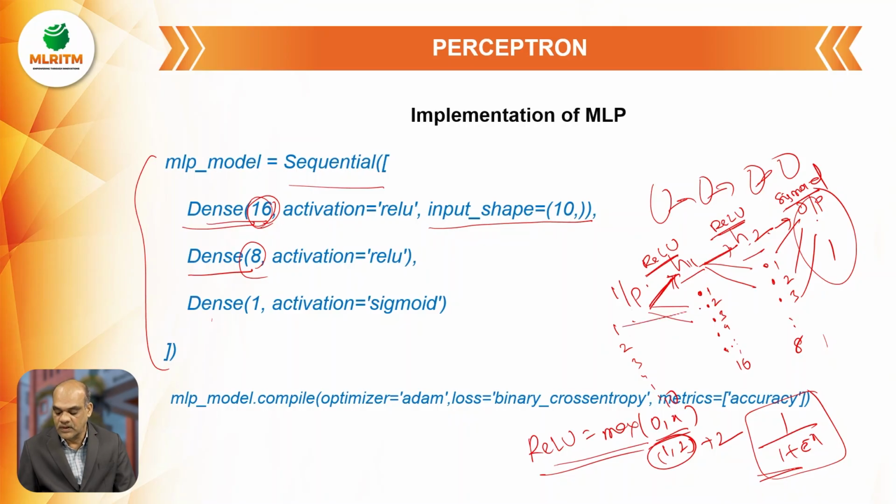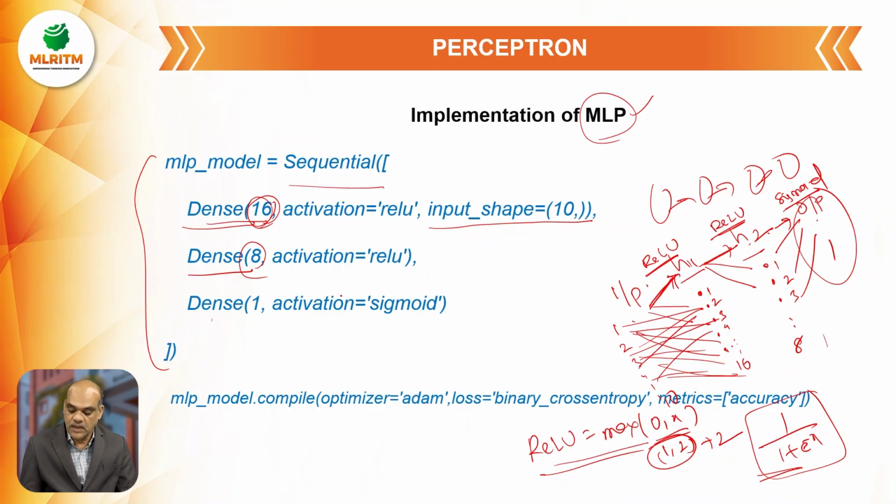One is connected with all these 16 neurons because we are using dense here. 2 is connected with all 16 neurons. 3 is also connected with all 16 neurons. Like this, we are going to have a complicated structure in this artificial neural network. To solve this problem, we need a multi-layer perceptron because a single layer perceptron will not handle this nonlinear data. To overcome that problem, we need to use multi-layer perceptron.